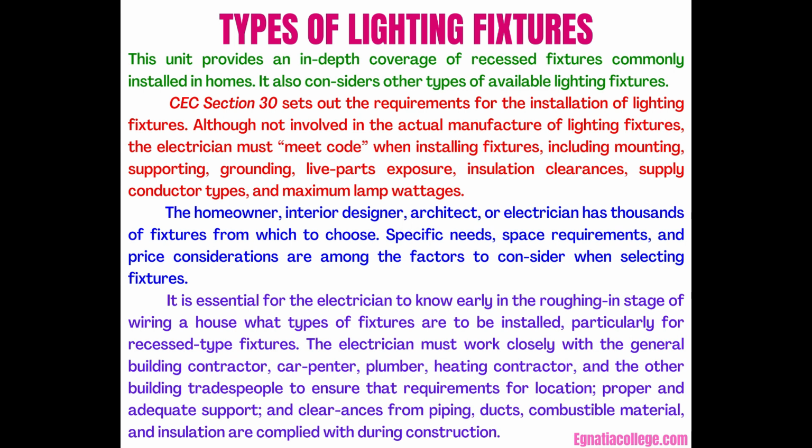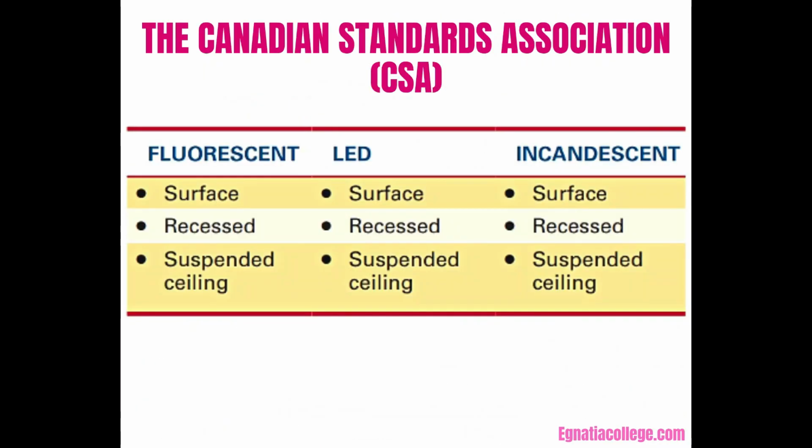It is essential for the electrician to know early in the roughing-in stage of wiring a house what types of fixtures are to be installed, particularly for recessed-type fixtures. The electrician must work closely with the general building contractor, carpenter, plumber, heating contractor, and the other building tradespeople to ensure that requirements for location, proper and adequate support, and clearances from piping, ducts, combustible material, and insulation are complied with during construction. The Canadian Standards Association (CSA) group provides the safety standards to which a fixture manufacturer must conform.